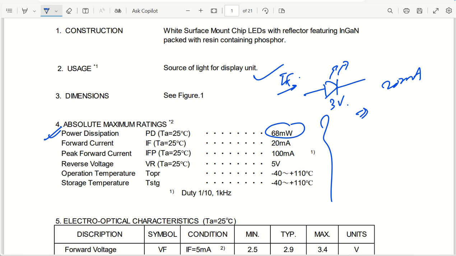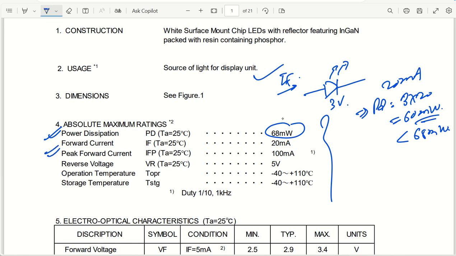Then the total power dissipation PD will be V into I, that is 3 into 20, which is 60 milliwatts. So this must be less than 68 milliwatt, otherwise it will fail. So generally IF current used is around 5 milliamperes or 4 milliamperes, that is more than enough. Okay.